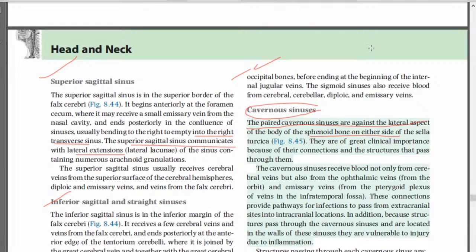If you remember, the sphenoid bone consists of a wing part and a body part, and it has other structures such as the pterygoid process, the lateral and medial pterygoid plates. The paired cavernous sinuses are against the lateral aspect of the body of the sphenoid bone on either side of the sella turcica, which is basically a space present in it.